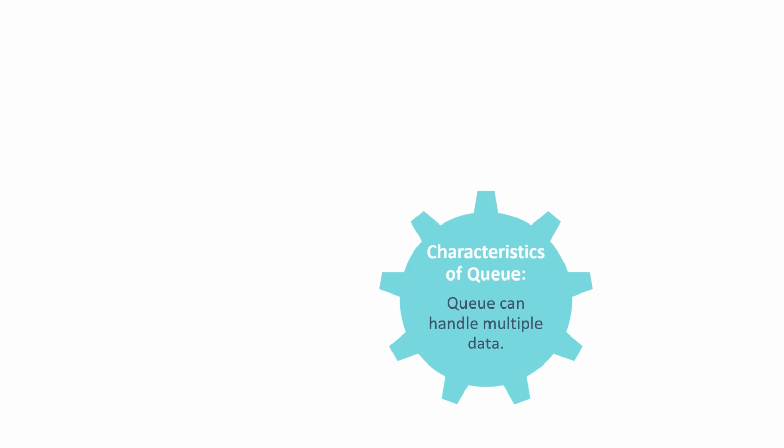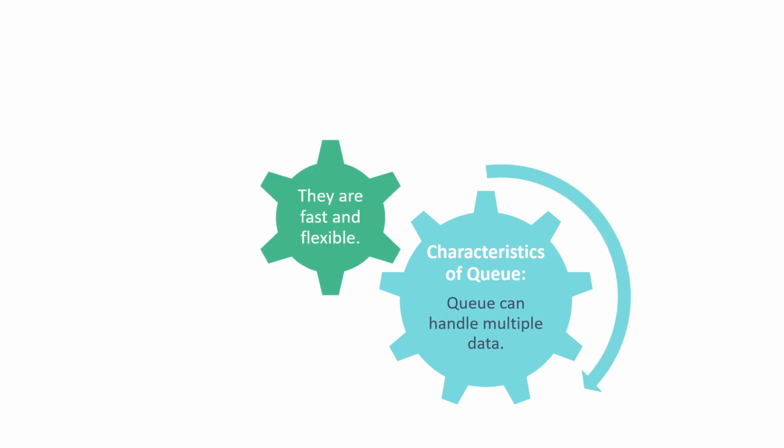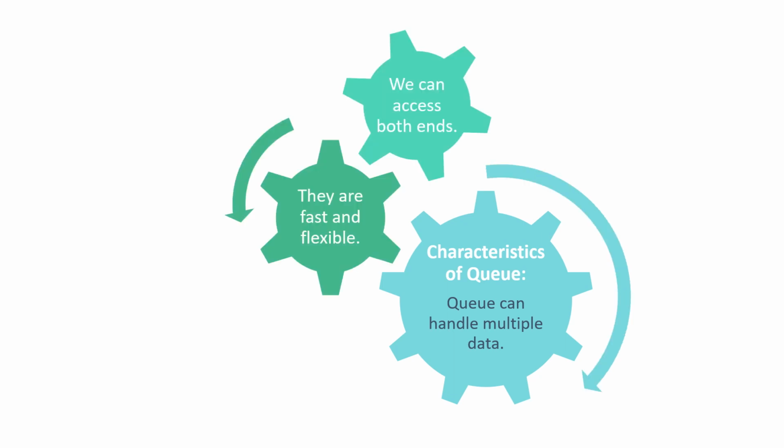And we can see the characteristics of the queue and why we go for this data structure. Since this queue can handle multiple data and they are fast and flexible, and we can also access both the ends unlike other data structures like the stack.